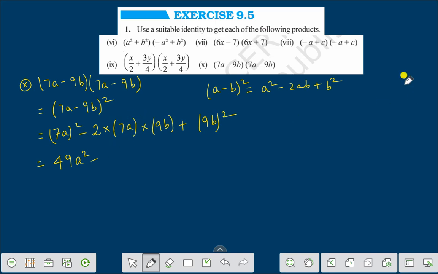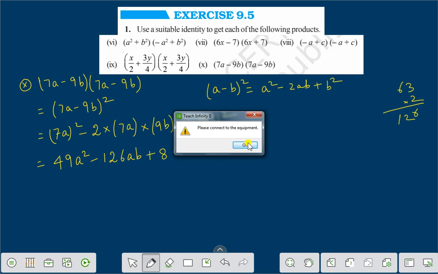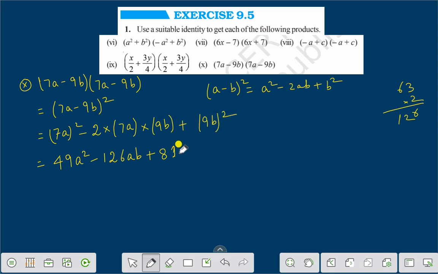minus 7 into 9 is 63, 63 into 2, 3 twos are 6, 6 twos are 12, that is 126, that is minus 126ab plus 9 square is 81, b into b is b square. Therefore we are getting the answer as 49a square minus 126ab plus 81b square. This is the answer of question number 10.